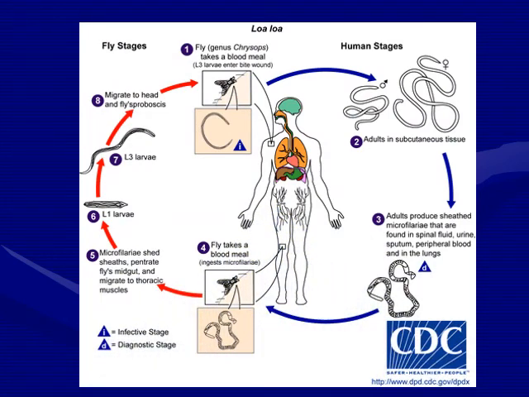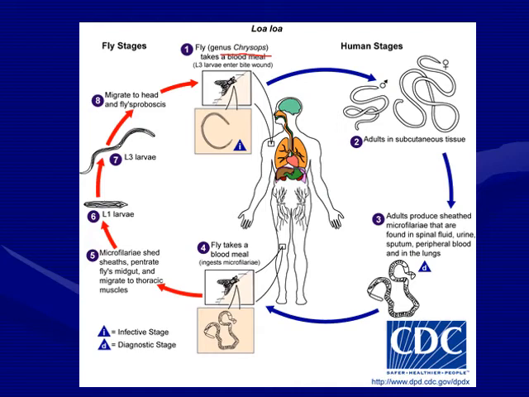The life cycle of Loa loa is similar in outline to that of Wuchereria bancrofti because there is a human stage and the fly stage, but the fly here is called genus Chrysops. Genus Chrysops, or the deer fly, is the vector of Loa loa, and it is present only in Africa. It is a big, colored fly, and it is present in the rainforests in Africa.